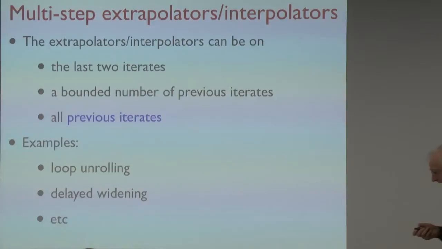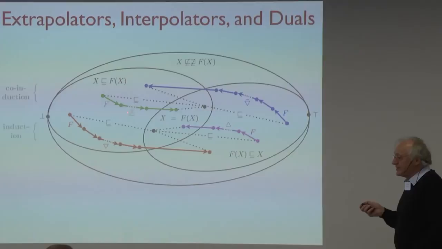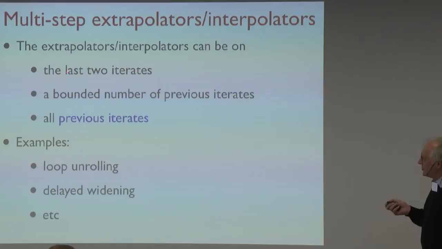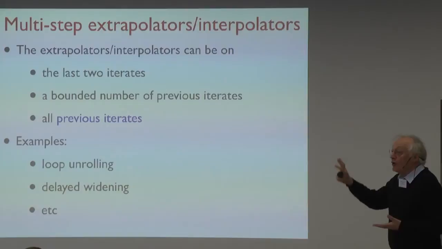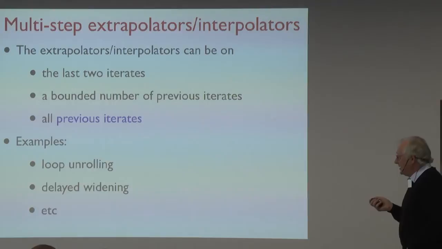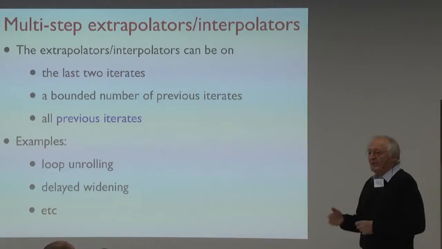All these extrapolators, I use only two successive iterates. Obviously, this is an option. You can also use 3, 4, 5, any number, and you can also make a widening on all previous iterates. And this is obviously more precise because you can follow the evolution of the computation over a longer time. So the more you know about the computation, the more you can guess the future iterates. So the examples are loop unrolling, where you don't do widening at the first iteration in the loop, like in Astrée, or delayed widening. You do a widening, and then you make some iterations in the loop to accumulate information before doing one more extrapolation.